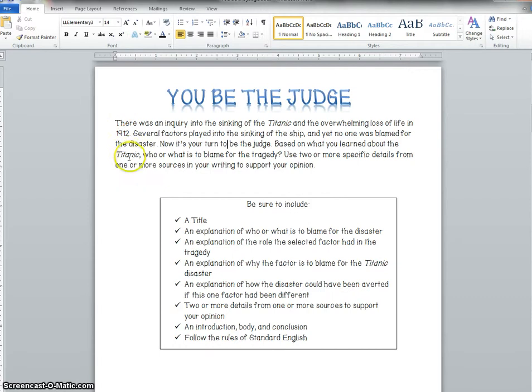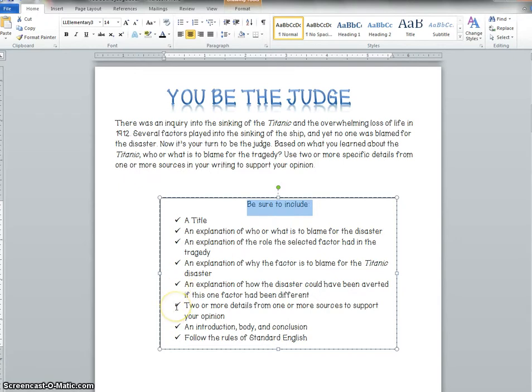Now, for our purposes, our sources are going to be the movie, the video field trip that we went on, and also the story in our textbook called Exploring the Titanic. Now, for be sure to include, it says you need to include a title, an explanation of who or what is to blame for the disaster, an explanation of the role the selected factor had in the tragedy, an explanation of why the factor is to blame for the Titanic disaster, and an explanation of how the disaster could have been averted if this one factor had been different.